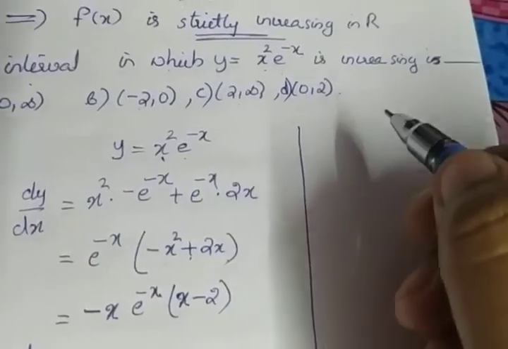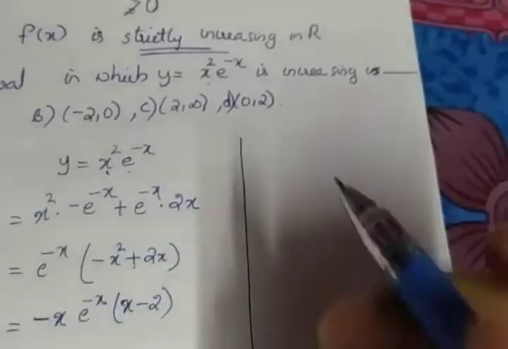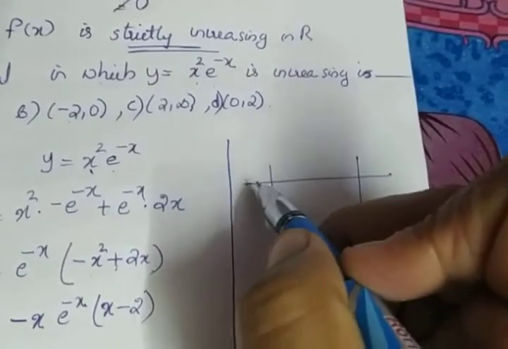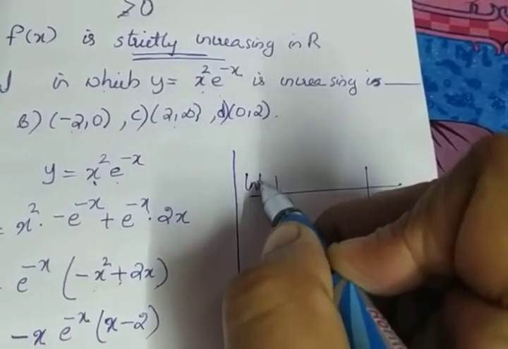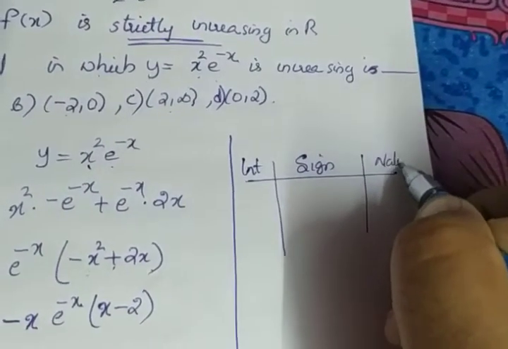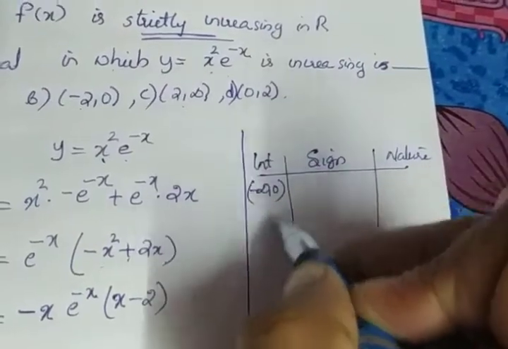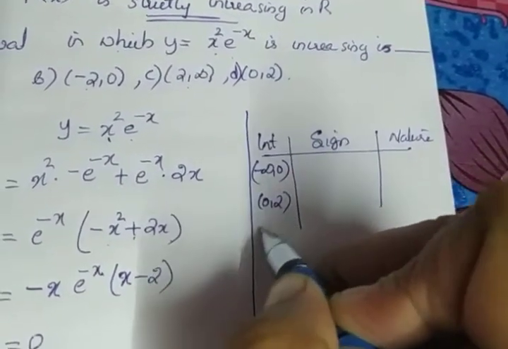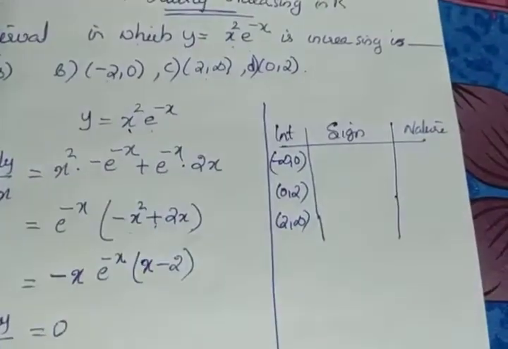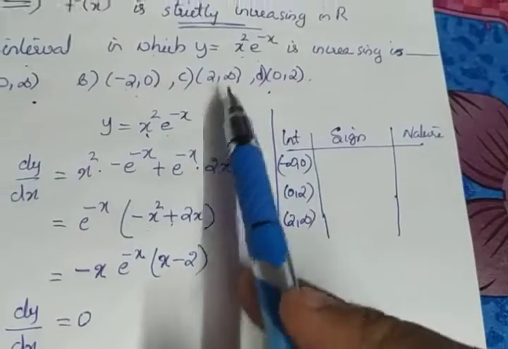So we will check. In minus infinity 0, we can take a one value. Otherwise, we can draw as usual the table. This is interval, this is the sign, and this is the nature, so that it is easy to identify. The first interval is minus infinity 0, second interval we got as 0, 2, and the third interval we got as 2 infinity. No need to write these much step because it is a choose the following. Still we are writing the step to identify the answer.